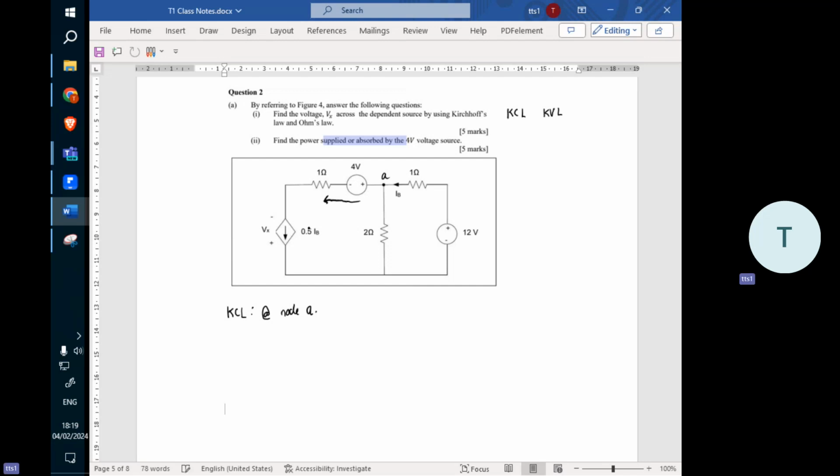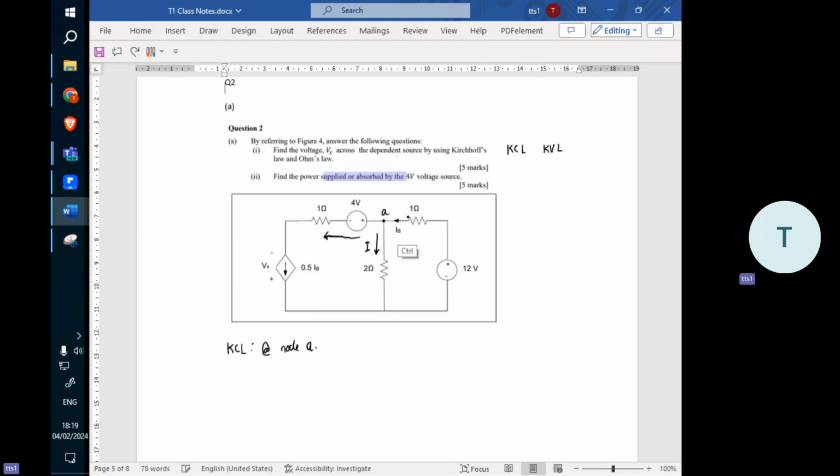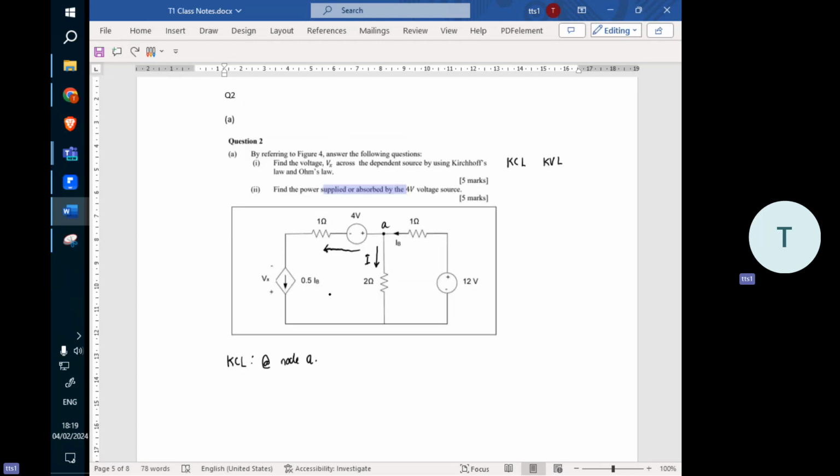This current is 0.5 IB. Another current here with no name, let's just call this one big I. Another current coming from here is called IB. So we have three currents now. This one is half IB, and this is another I. You use this to find the current. This I can be calculated, right?